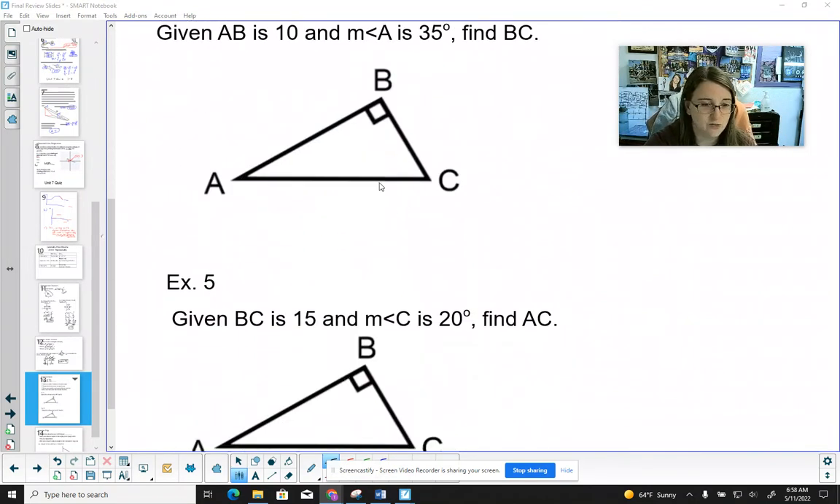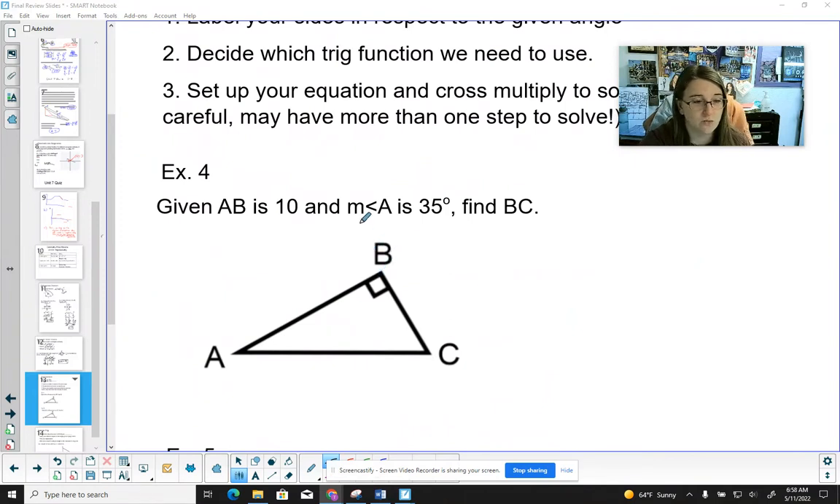A little bit entailed, yeah. So we got 2 examples we're going to do here because it takes us a while. Take a second though. It says AB is 10, A is 35. Find BC, that's your X. Go ahead and label the picture.